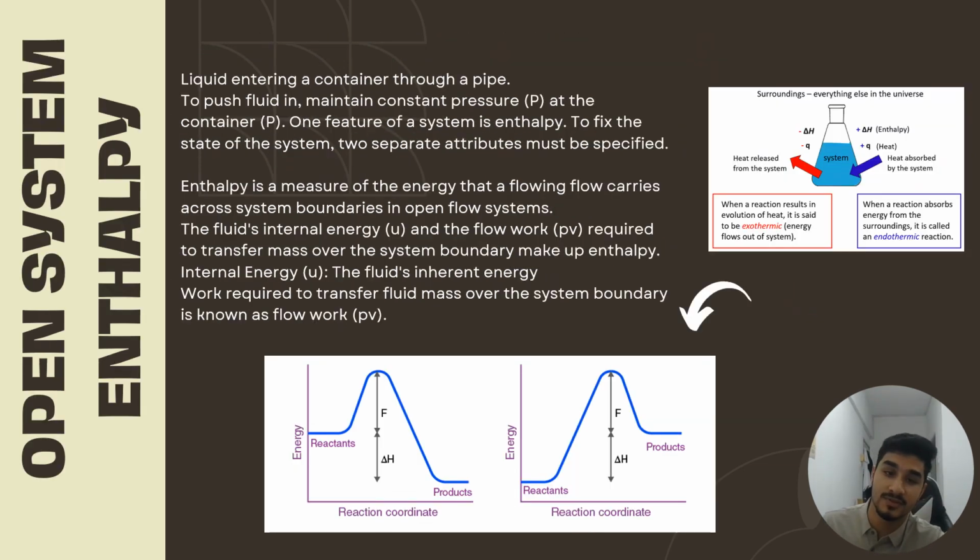Next, we have open system enthalpy, which is a major type of energy that flows. The flow carries energy across system boundaries in an open flow system. The internal energy and the flow work PV required to transfer mass over the system boundary make up the enthalpy. So the work required to transfer fluid mass over the system boundary is known as the flow work.